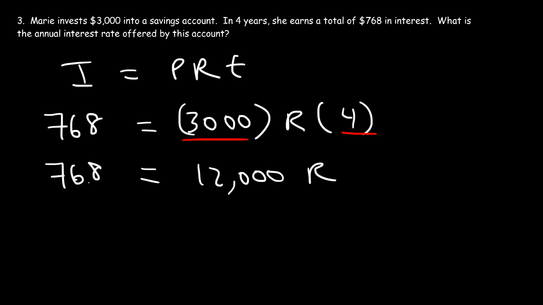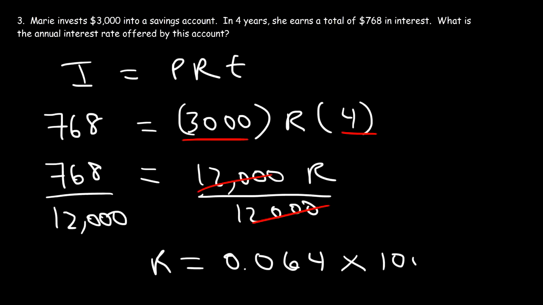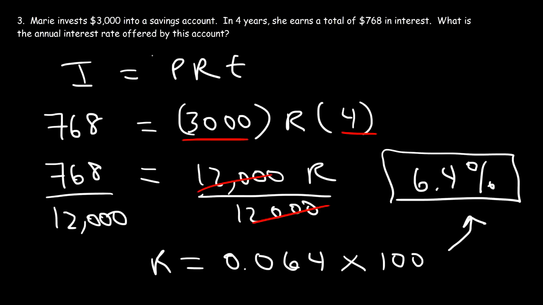Now the next thing that we need to do is divide both sides by 12,000 to isolate R. So R is going to be 768 divided by 12,000. So as a decimal, that's 0.064. To convert this into a percentage, multiply by 100. So the interest rate is about 6.4%. So that is the annual interest rate offered by this account.